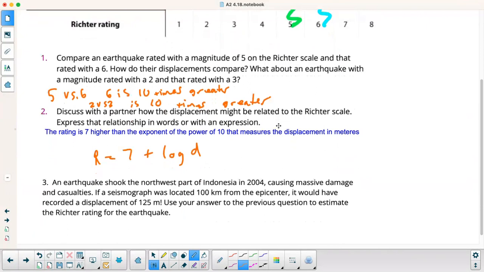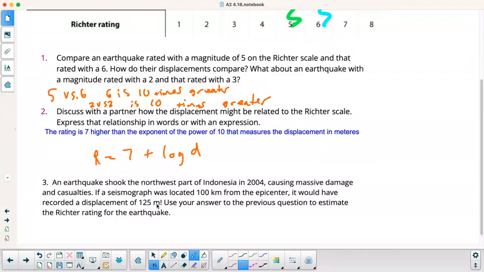Number 3, an earthquake shook the northwest part of Indonesia in 2004, causing massive damage and casualties. If the seismograph was located 100 kilometers from the epicenter, it would have recorded a displacement of 125 meters. Use the answer to the previous question to estimate the Richter rating for the earthquake.